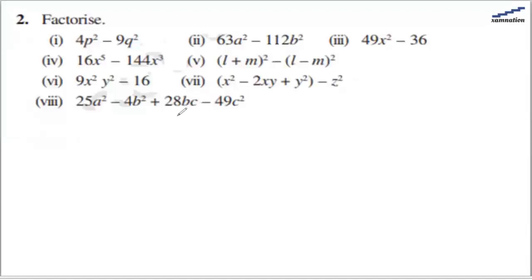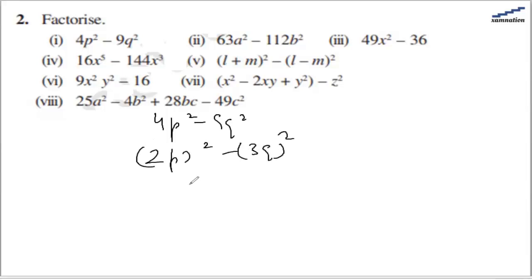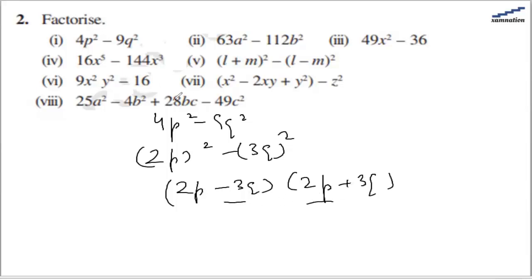In this question, we need to factorize. The first part is 4p square minus 9q square. We can write it as 2p whole square minus 3q whole square, and that can be written as 2p minus 3q and 2p plus 3q. So these two are the factors of the first part.